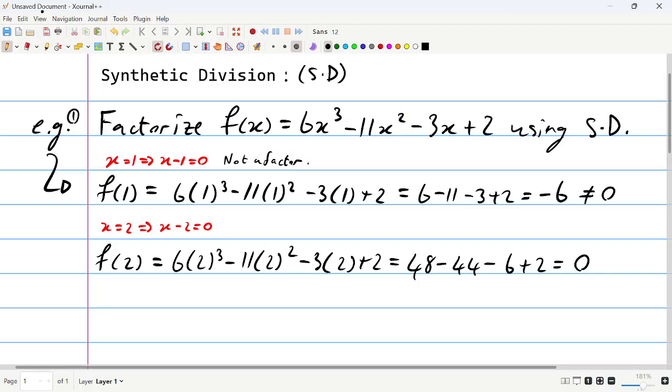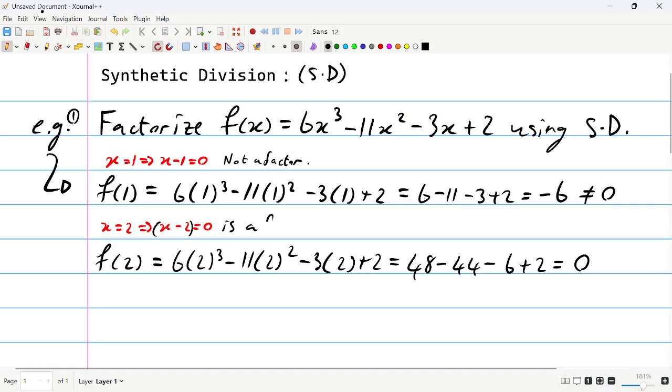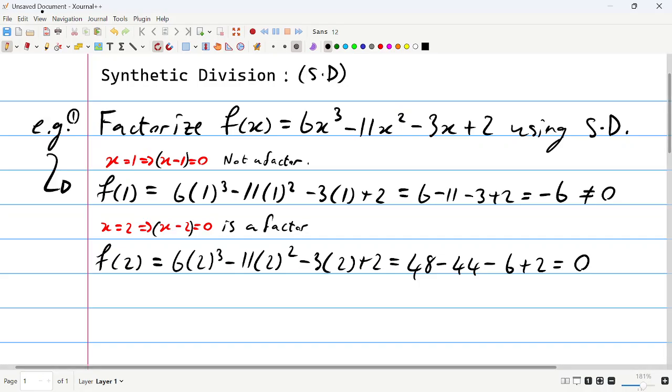So what do you notice? When x is equal to positive 2, we have 0 as an output for the function. So therefore x minus 2 is indeed a factor. So x minus 2 is a factor. Should also put a bracket over here. So what does this imply to us? This is where we get straight into our synthetic division.